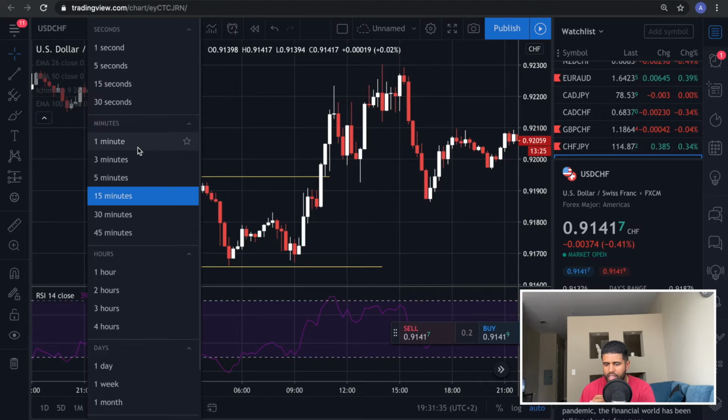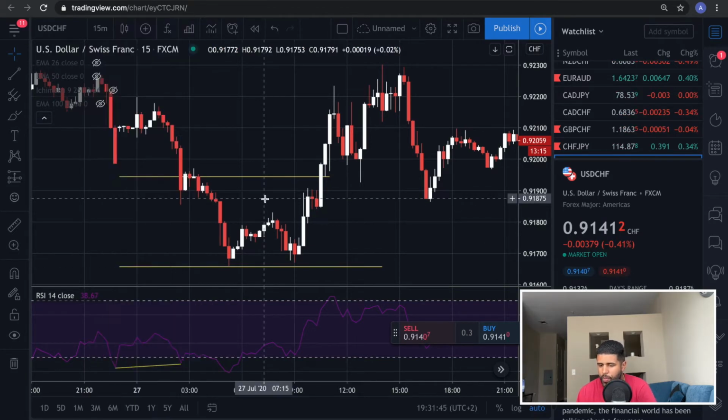If you're not familiar with time charts, in TradingView they have 1 minute to 45 minutes, and then 1 hour to 4 hours, and 1 day to 1 month. So they have different ranges that you want to look at whenever you're trading.